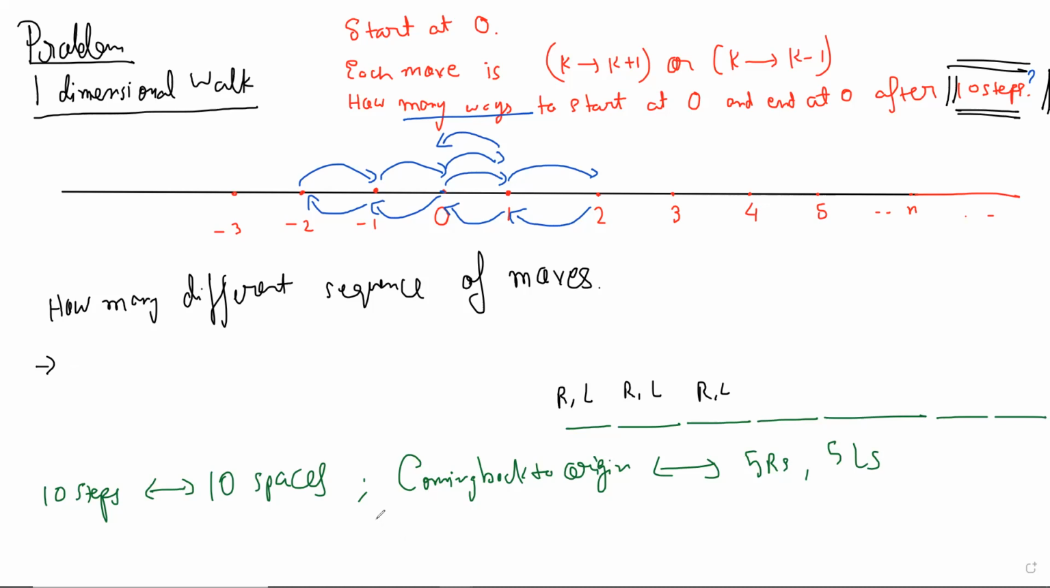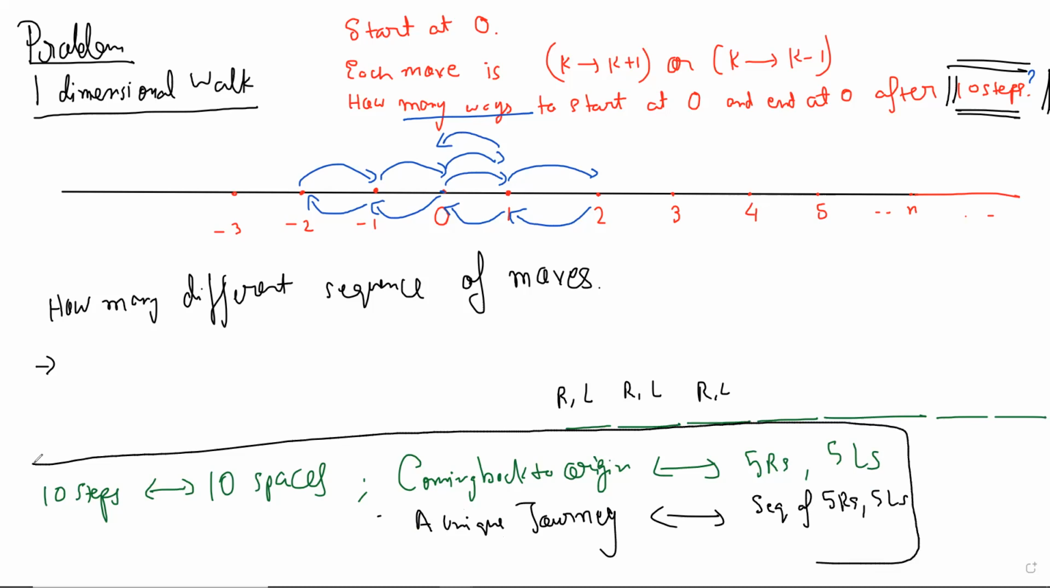So a sequence of 5 R's, 5 L's. I should just write a journey, but I'll write a unique journey. Right? It will decide exactly where you will go and what you will do throughout. Now, all this you have to mention, and if needed, you have to explain. After this, there is just a counting thing that you have to do. You don't have to do it like this, but this is roughly it. But now it is a very simple counting problem where you have 10 spaces and 5 R's and 5 L's.